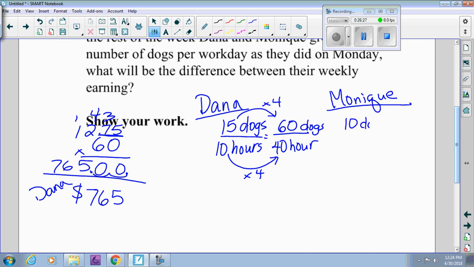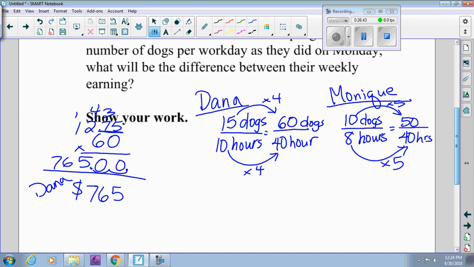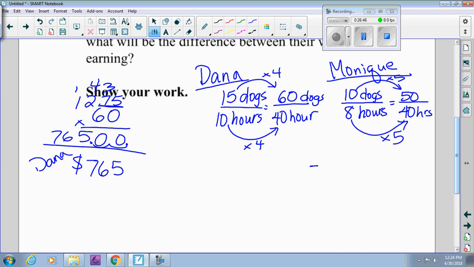That's Dana. All right, Monique, she was doing 10 dogs in 8 hours. So 10 dogs for every 8 hours. We know that she's working the same 40 hours, so she's going to scale that up 5 times. So she is doing 50 dogs. She's a little bit slower than Dana. So 50 dogs at $12.75 per dog. You know it's going to be less, obviously. So 5 times 5 is 25, 35, 37, 10, 13, 6.